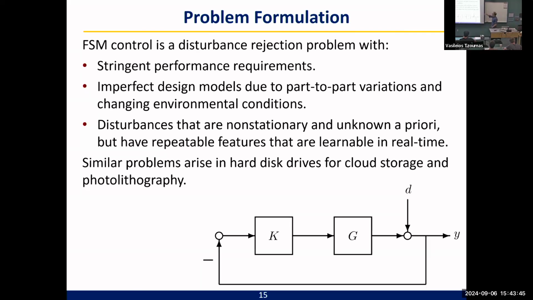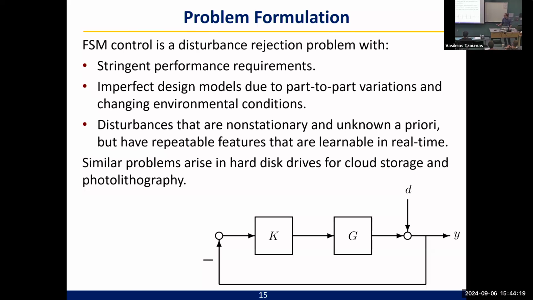Very stringent performance requirements. That's what I was starting from, just to motivate that you really need this signal to not vary very much at all. The models are going to be imperfect. We can measure them on the ground, but you're going to launch this thing into space. The environmental conditions are changing. There are part-to-part variations if you're going to launch 30,000 of these. So we don't have perfect models here. And then similar problems arise in other applications with high precision problems: hard disk drives for cloud storage, photolithography, and so on.